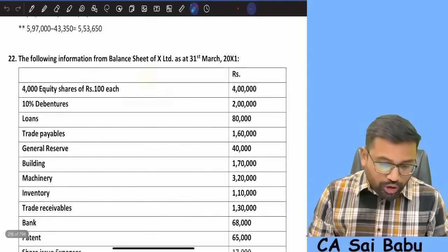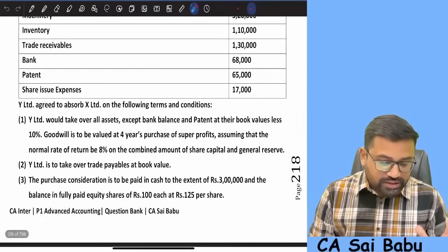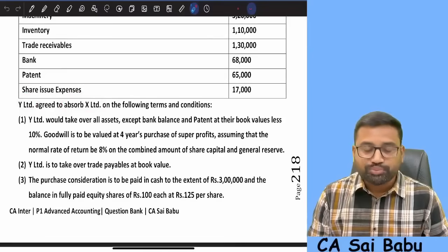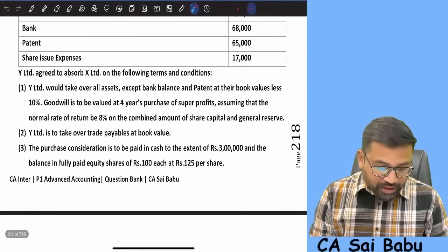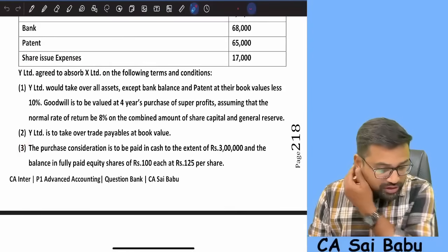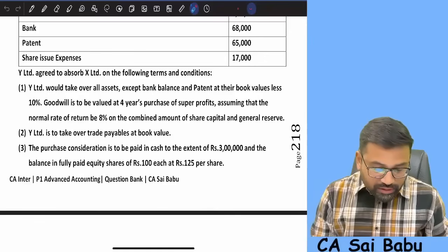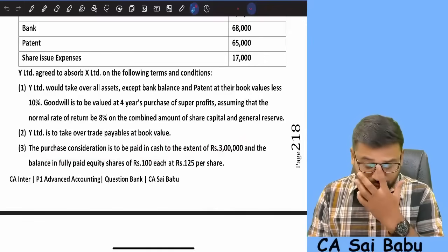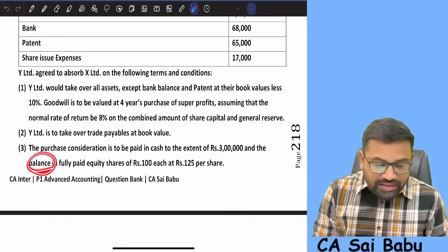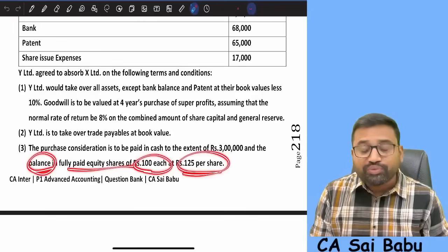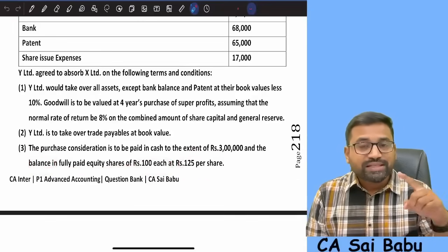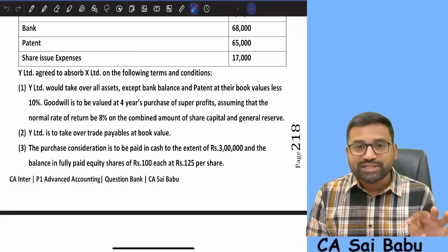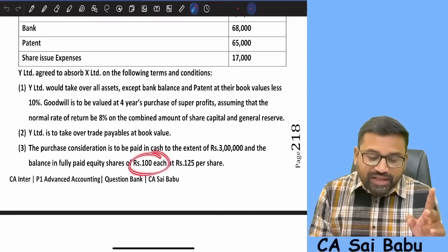Suppose, sir, problem number 22, you see, in this question, Y Limited is taking over X Limited, sir. So Y Limited has to pay PC to X Limited. In point number 3, they are talking about PC, sir. The purchase consideration is to be paid in cash to the extent of 3 lakhs. Very clear. And the balance in fully paid equity shares of 100 each at 125 per share. So they are saying that cash will be given, 3 lakhs. The balance will be given in the form of equity shares, 100 rupees shares they will give at 125.